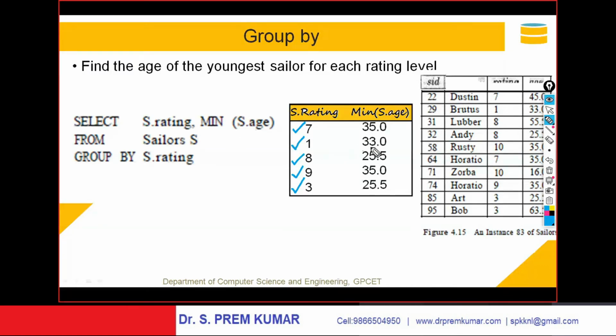In rating 1, 33 is the minimum age. In rating 8, there may be many sailors with rating 8, but in that group the minimum age is 25.5. In rating 9, it is 35. Rating 3 is one group; in this, you have 25, 25.5, and 63, and out of these, 25 is the smallest age, the youngest age. I want it like this: find the age of the youngest sailor in each rating level.